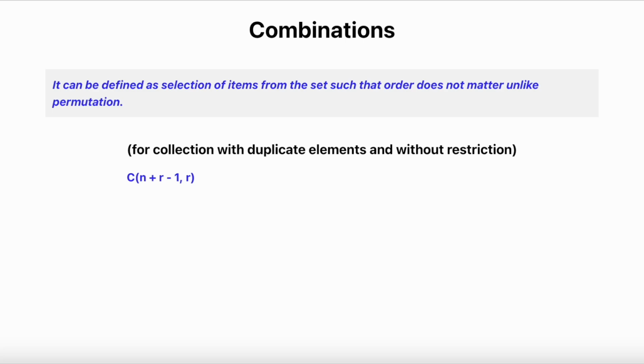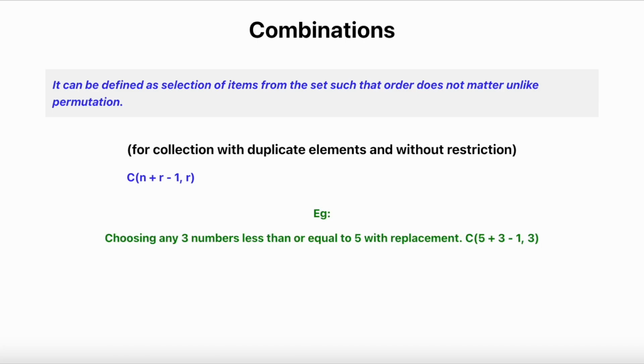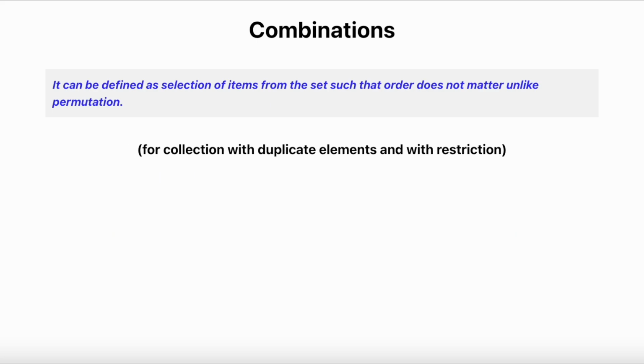There are two types of combinations of a multiset, or collection of elements, where replacements are allowed. One type is without restriction. The formula to find combinations of elements where replacement is allowed is C of n plus r minus 1, comma r. For example, choosing any three numbers less than or equal to 5 with replacement is C of 5 plus 3 minus 1, comma 3.